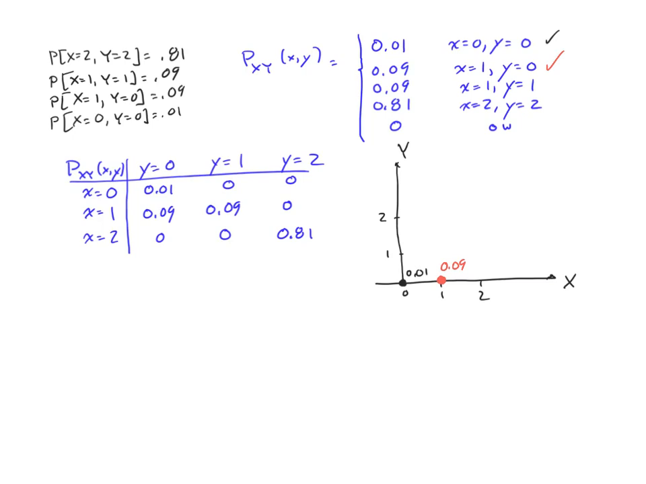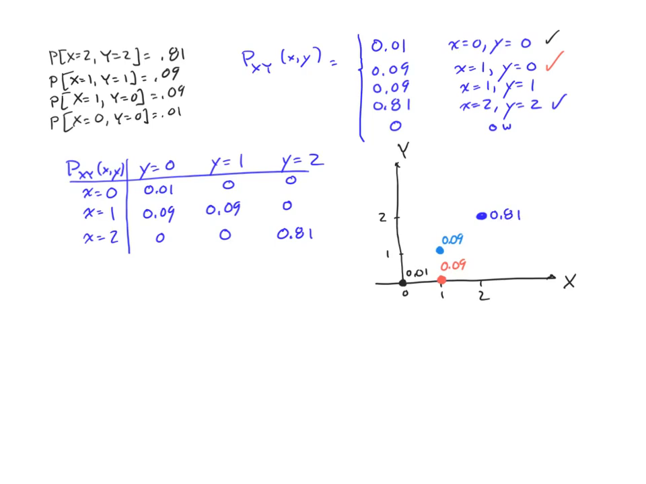We have 2 more points. We have 1, 1, and we label that with its probability mass 0.09. Then finally we have 2, 2, corresponding to our last entry, and it has probability 0.81.